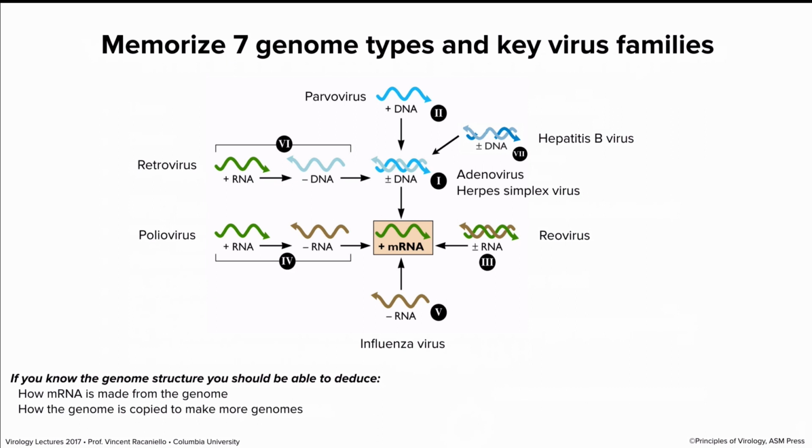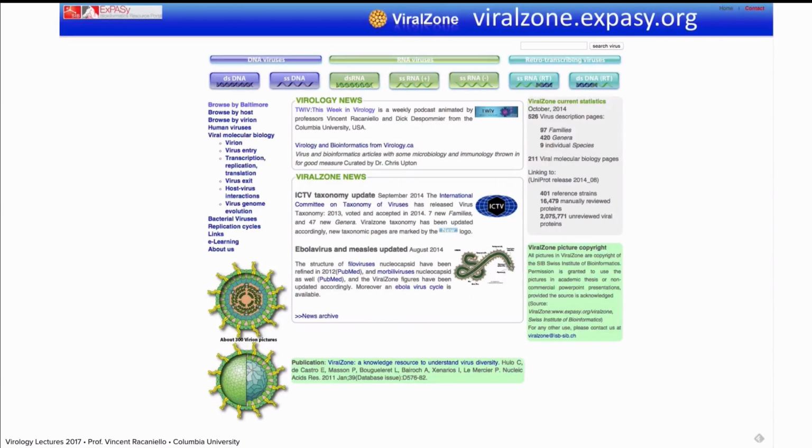And plus-stranded RNA viruses, well, I put poliovirus here. That's one of my favorite viruses. I've spent many years working on it, but Zika virus is also a plus-stranded RNA virus. And then the retroviruses, plus-stranded RNA through a DNA intermediate. So again, you should be able to deduce how mRNA is made from the genome. That all comes from the Baltimore Scheme, and how the genome is copied to make more genomes. We're going to talk about that second point in just a moment.